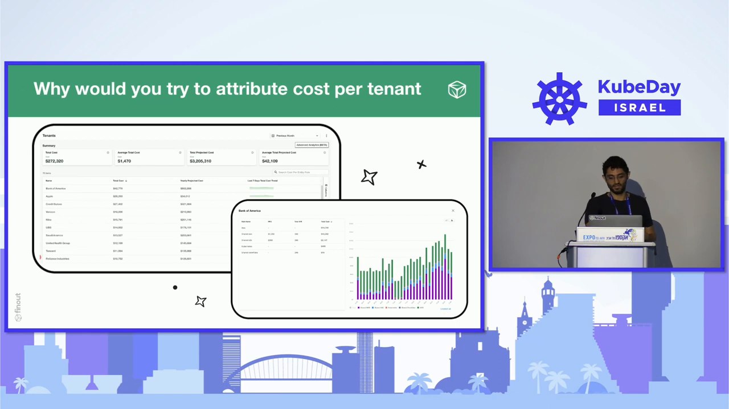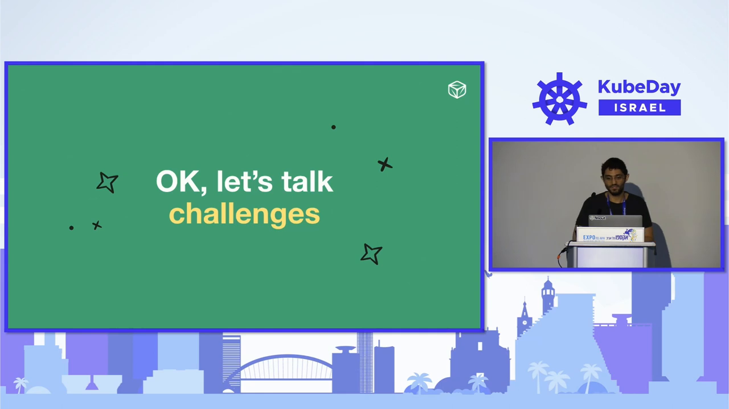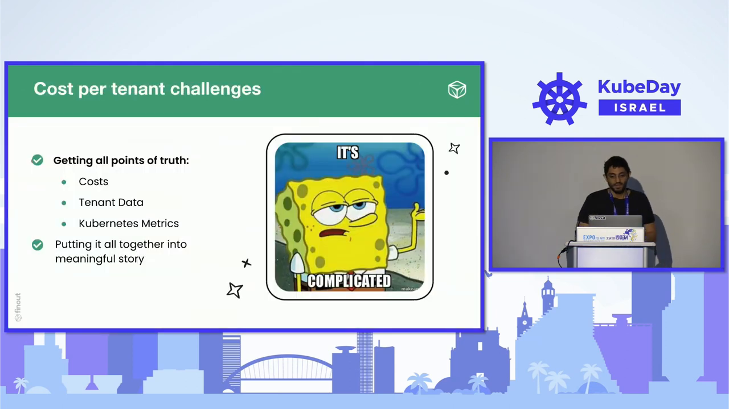So let's begin. Let's first talk about the challenges in building this entire story of allocating cost to business units. It doesn't have to be complicated, but it's comprised of three main aspects, and one of them is the cost that we need to put all in one place.